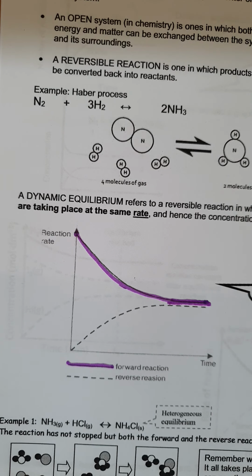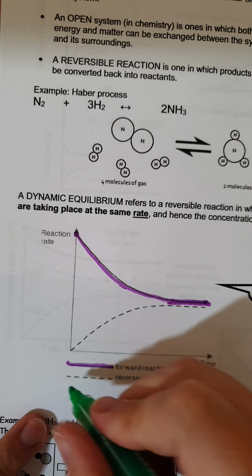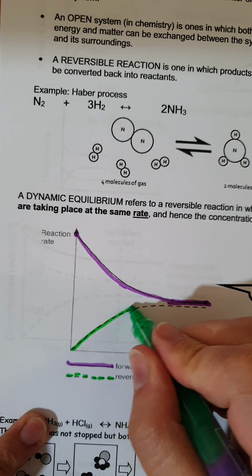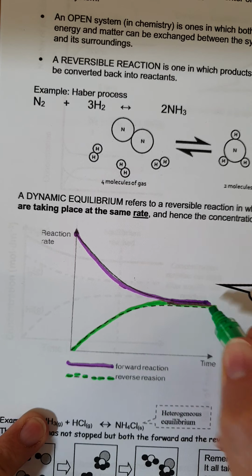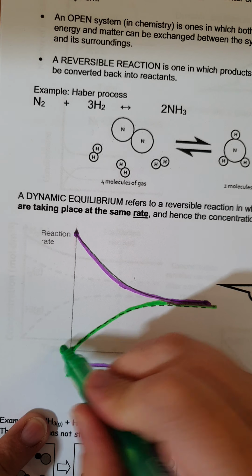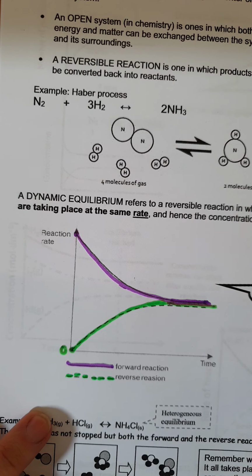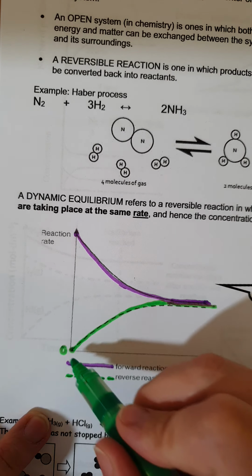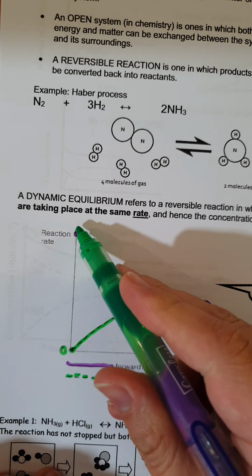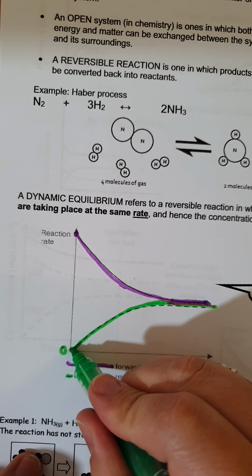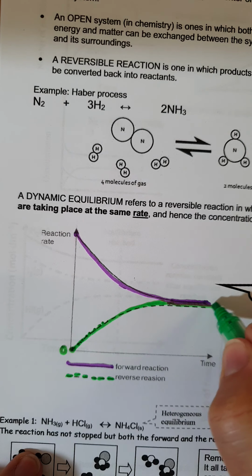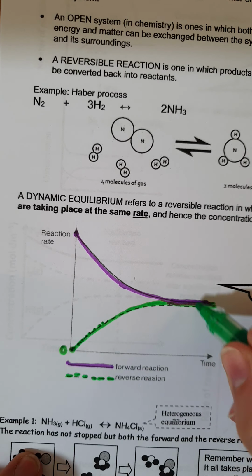Now, if we take a look at our reverse reaction, so this is our dotted line. And what happens here is we start off with a 0 reaction rate. Why? Remember, this is 0 because in the beginning we didn't have products, and so as the first products were made, as the reactants reacted, so the rate of the reverse reaction increased. And at some point, they must land up on the same line.